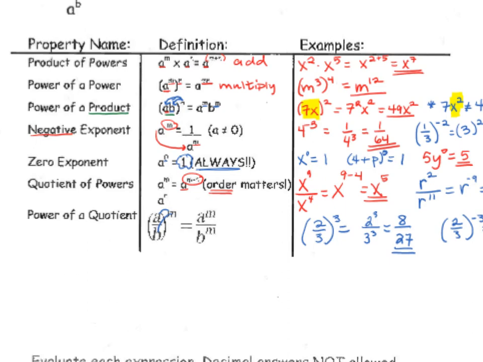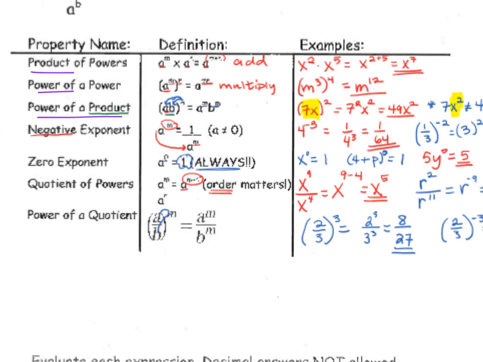Lesson 5.1, taking a look at the properties of exponents with definitions and examples. We have product of powers, power of a power, and power of a product. In these examples, we have bases being multiplied together with various exponents.